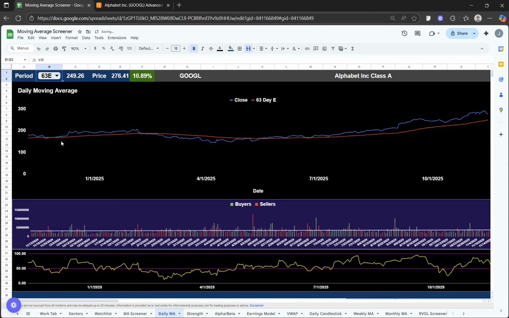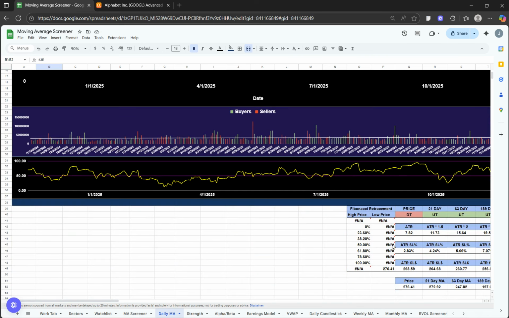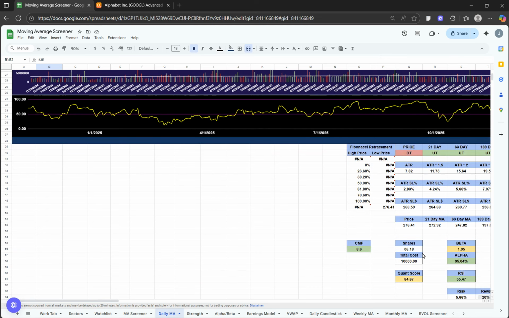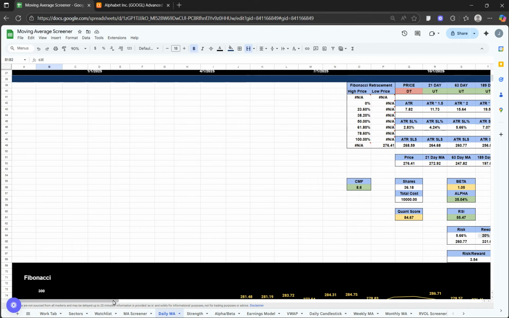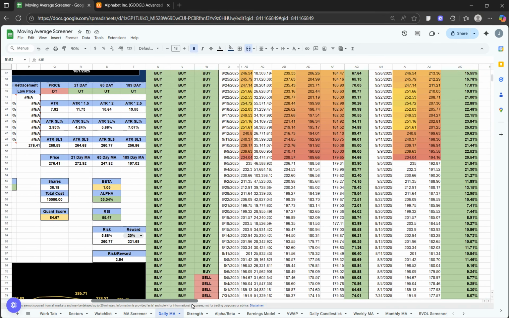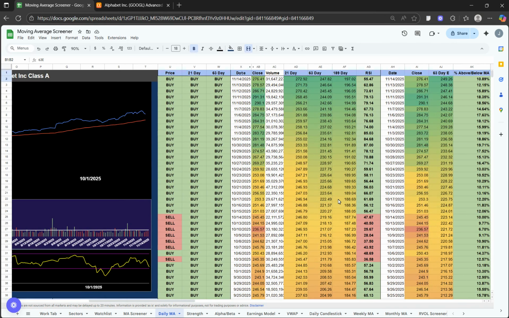So if we change this to the 63 exponential moving average, we are above this 10.89%. We have accumulation, 1.05 beta, 35% of alpha. We go over here to the right. We know we're 10.89% above, and we've been 10% or more, double digit percentages above for quite a while now, since 10/15.